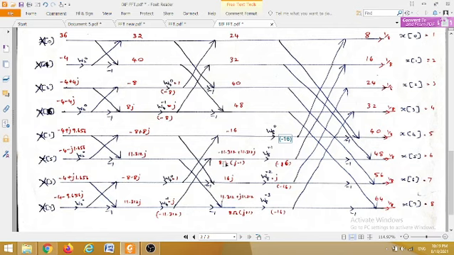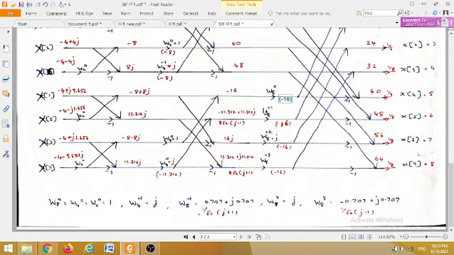Okay, and here we have w8 power minus 1 multiplied with this one. So w8 power minus 1 is 0.707 plus j 0.707, or it is 1 by root 2. 0.707 is 1 by root 2. Taking it outside, you will be getting 1 by root 2 into j plus 1. So here it is j minus 1, here it is j plus 1.